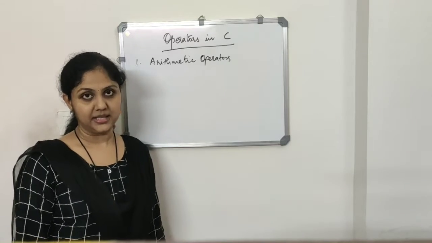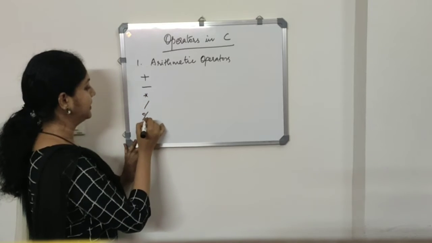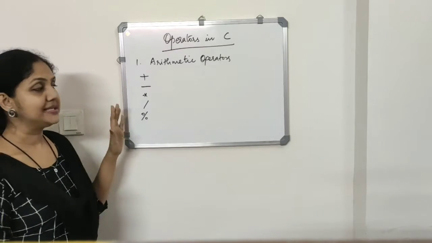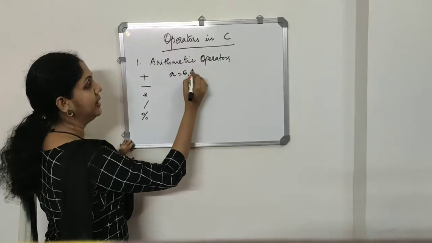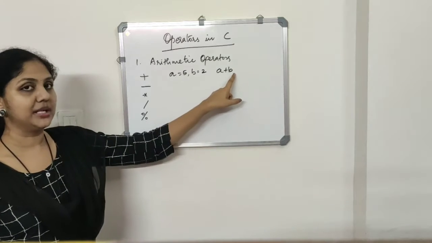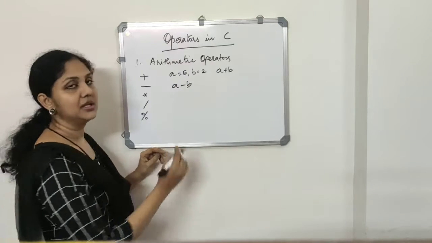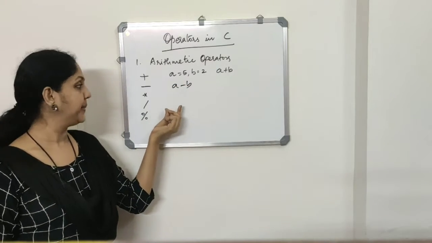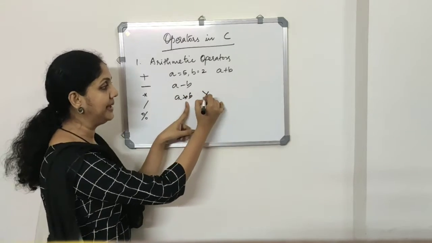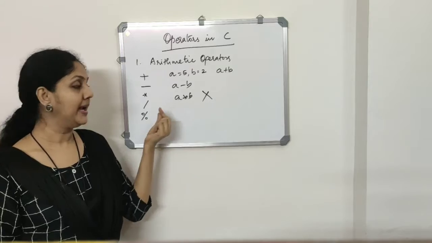Arithmetic operators in C. These are the 5 arithmetic operators in C. So, plus is used to find the sum. If A is equal to 5, B is equal to 2, then A plus B will help us to find out the sum of A and B. Now, minus: A minus B will subtract B from A. And A into B, here the asterisk mark is used to represent multiplication.